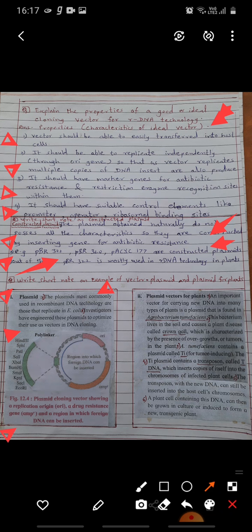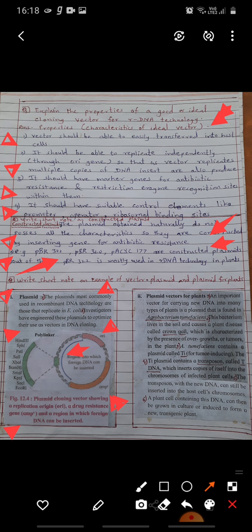So this is a diagram of a plasmid cloning vector, which shows ORI, meaning replication origin, and AMP, that is the drug resistance gene. These are the regions into which the foreign DNA can be inserted. So this is the diagram for a plasmid cloning vector.